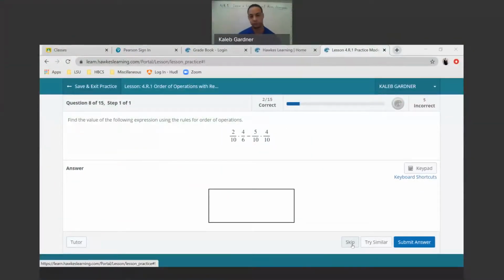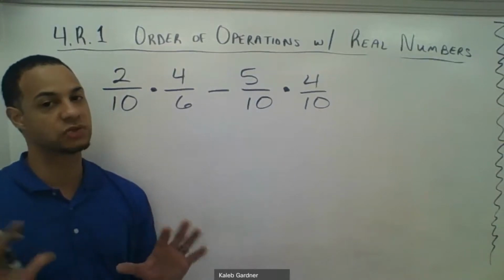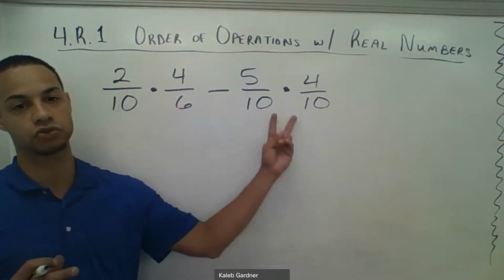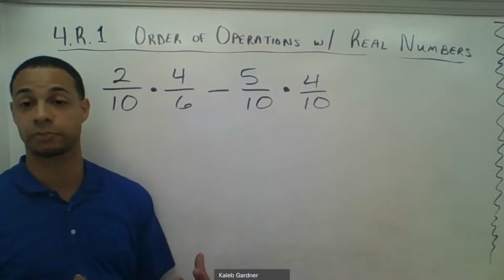Okay, so this problem looks to be a little bit on the evil side. Let's try it anyway. 2 tenths times 4/6 minus 5 tenths times 4 tenths. Okay. Here we go. Okay, there's two ways we can do this. One, we can straight up multiply, and then find the common denominator and subtract, right? We've learned those skills in the past.